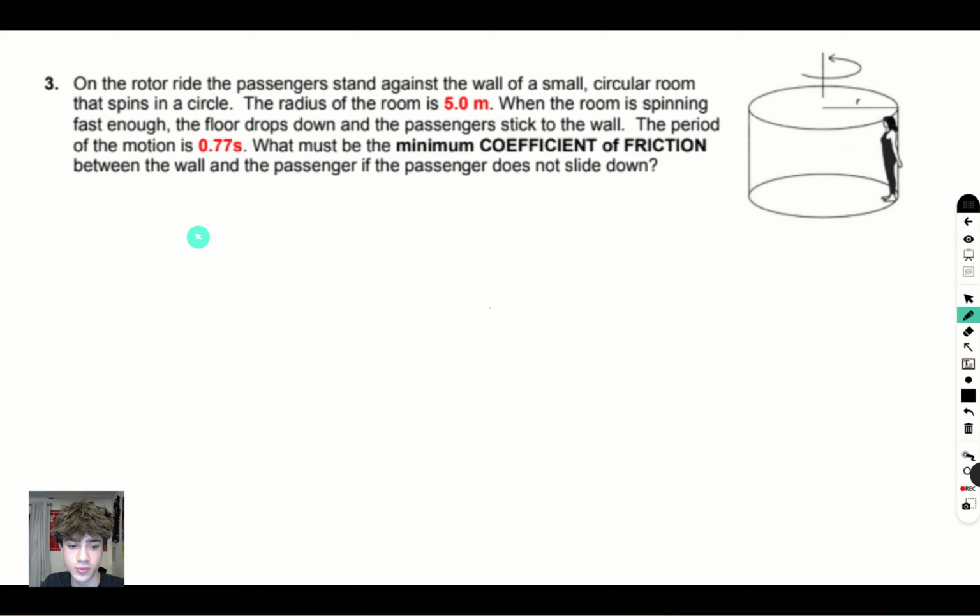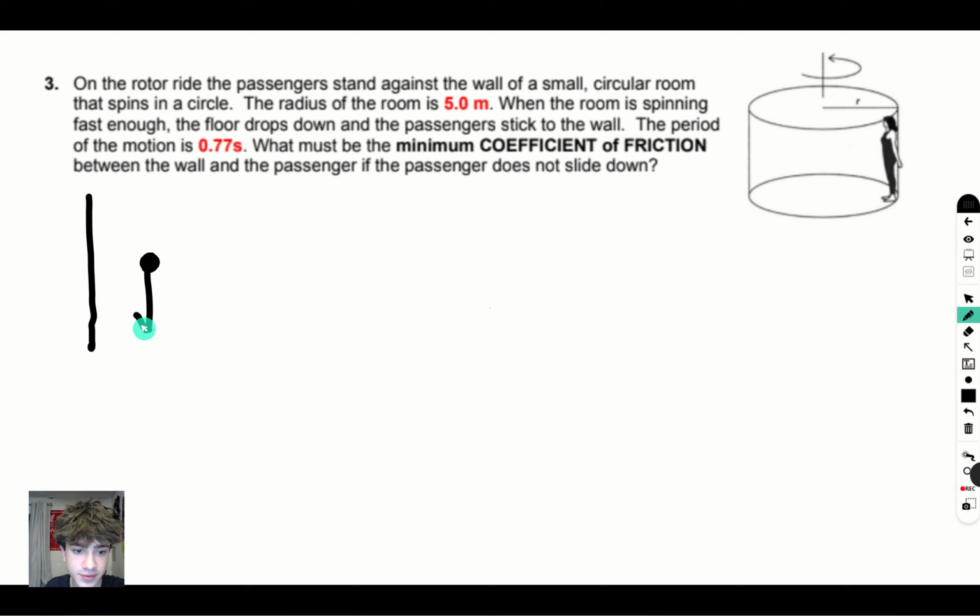So, first thing you're going to want to do in this problem and most of our force problems is to just draw a free body diagram. Here's going to be our wall, and this is going to be our person. We drew them as a dot here. The person's facing away from the wall towards the center of rotation, which is going to be somewhere over here. And let's draw the forces that are acting on this person.